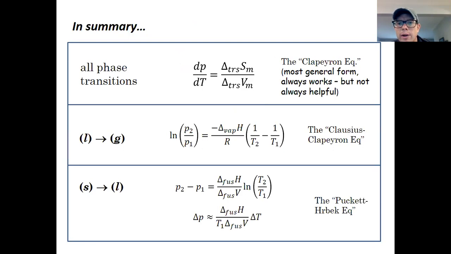In summary, we've derived 3 equations here, or I guess we've talked about 3 equations. So the first was the Clapeyron equation. It's general, it works for all phase transitions, but because it's so general, it's not very useful. This is probably the most important one for vaporization, a liquid to gas transition. This is the Clausius-Clapeyron equation. This is for solid to liquid transitions. Stop here. I have one last thing I want to talk to you about in the discussion of phase transitions. That's in the next video. I will see you there.